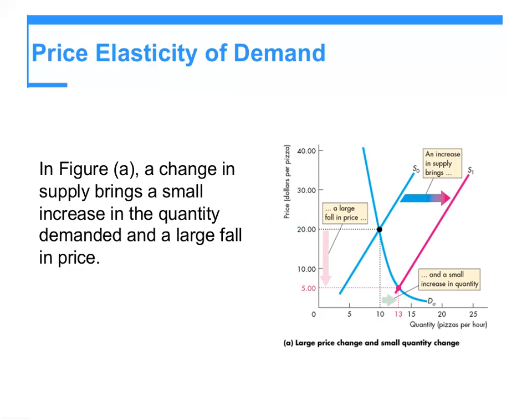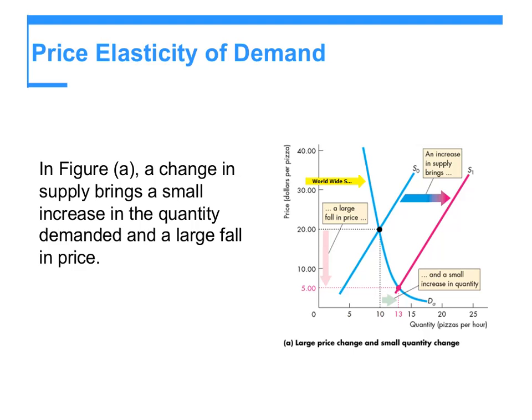So look at here, price elasticity of demand. In figure A, a change in supply brings a small increase in the quantity demanded and a large fall in price. As you can see here, we had S0 and it happened to be S1. So you had a little bit of change in supply. As you can see, the equilibrium point was in this dot when the supply was S0. Then supply for any reason changed to S1, and the equilibrium moves from here to here. That makes the price go from 20 to 5, which is a drastic change, but the difference in quantity demanded is just 10. The reason we have just this small change is the shape of this demand function.